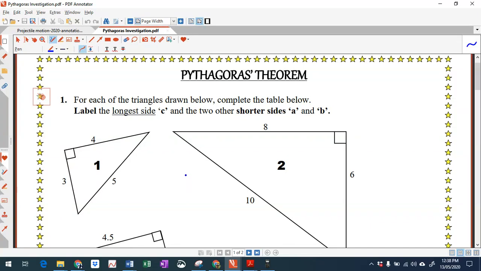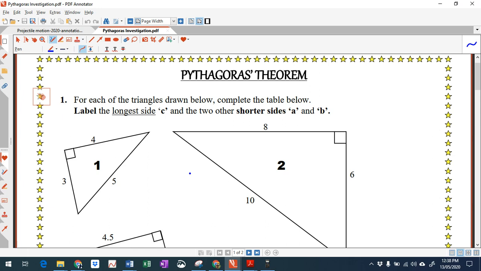Hi, all right. We're looking at a new topic today. It's called Pythagoras Theorem, and we're going to look at a particular relationship that a Greek mathematician called Pythagoras found with right-angled triangles.